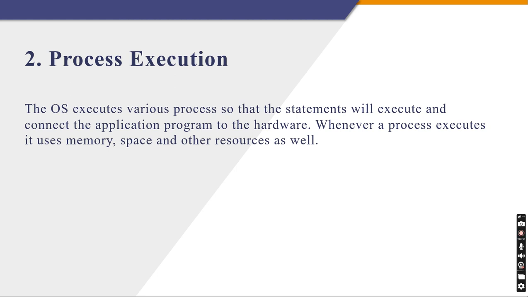Process execution is another most important part. Without a process, we can't do anything, because if a process cannot move, then we cannot do anything. The OS executes various processes so that the statements will execute, and connects the application programs to the hardware. Whenever a process executes, it uses memory space and other resources as well.